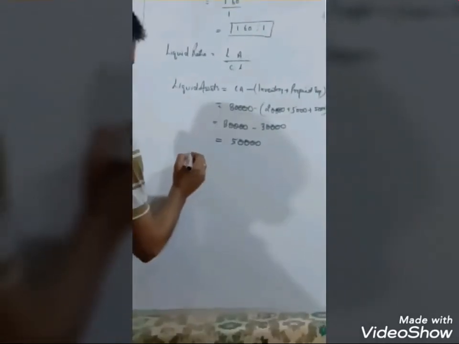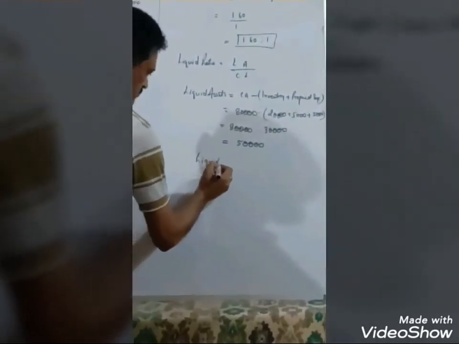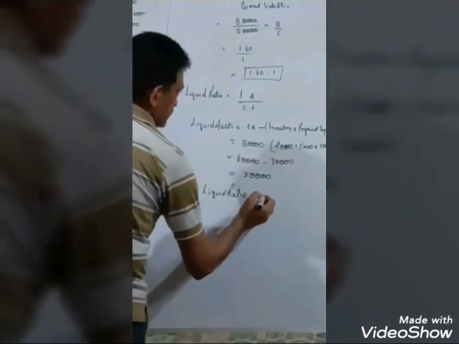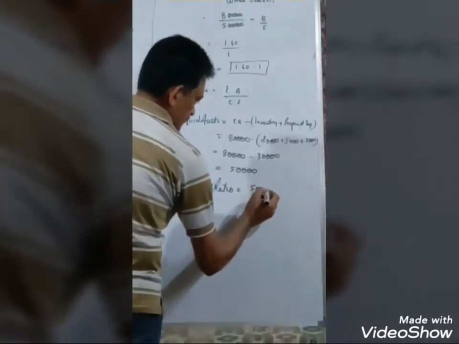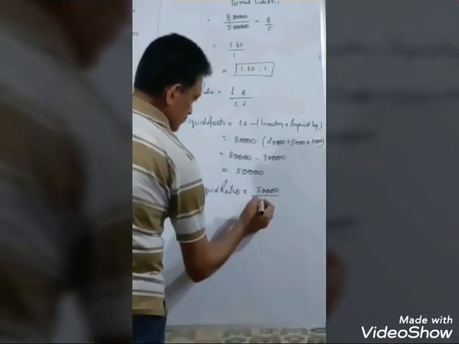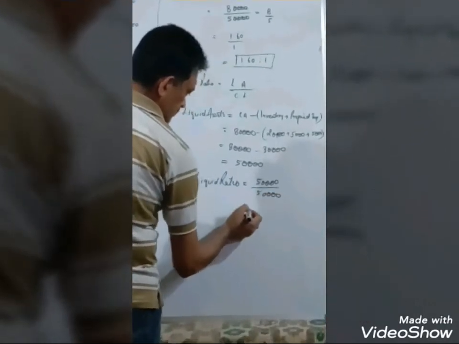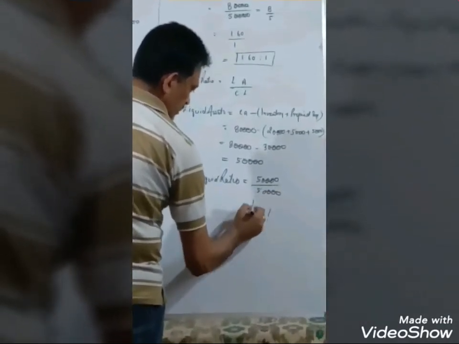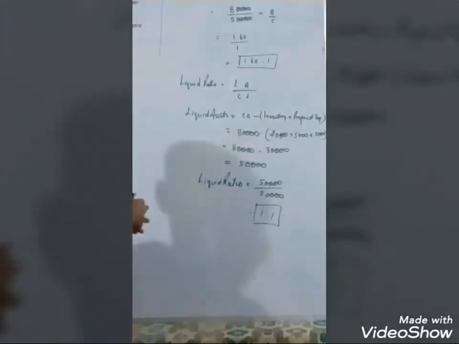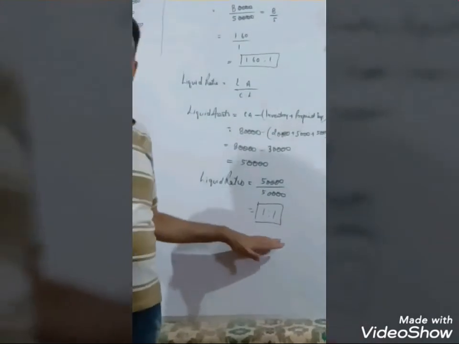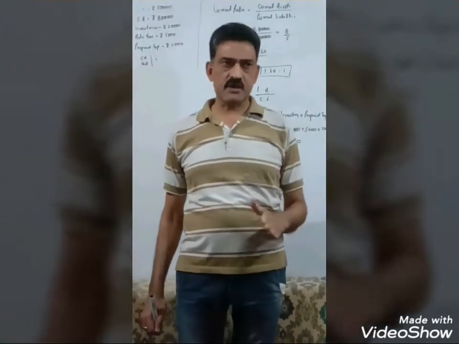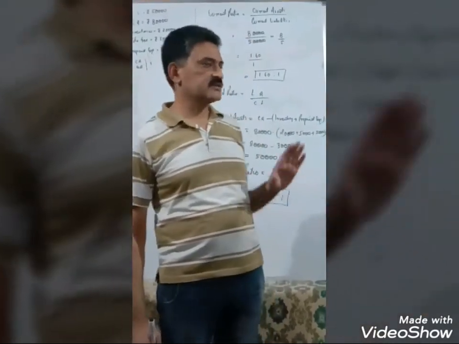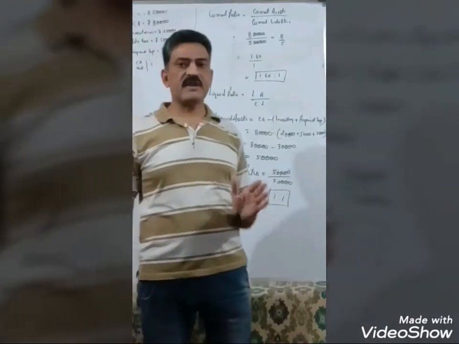Therefore, liquid ratio: liquid assets which are rupee 50,000 divided by current liabilities, which are rupee 50,000. This is 1:1. The quick ratio we calculated is 1:1. This is equivalent to the standard ratio 1:1. That means the firm is financially sound in order to meet its short-term liabilities. This is how to calculate the current ratio as well as the quick ratio.